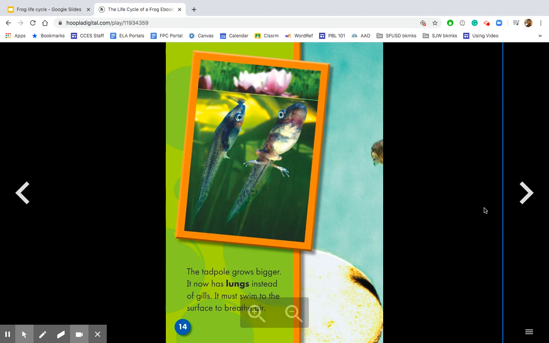The tadpole grows bigger. It now has lungs instead of gills. It must swim to the surface or top of the water to breathe. You take a deep breath now with me. We just used our lungs to breathe.